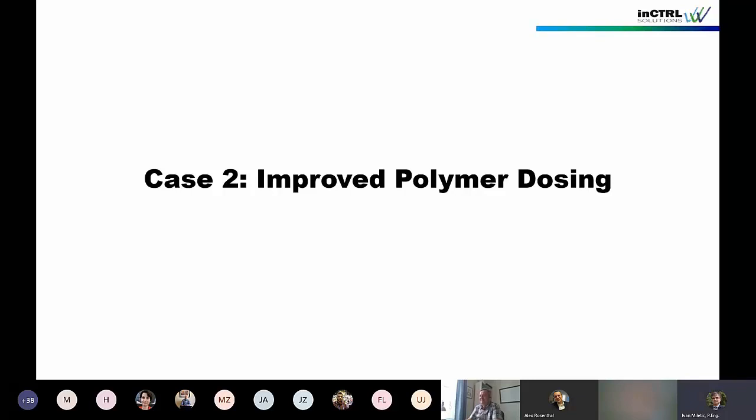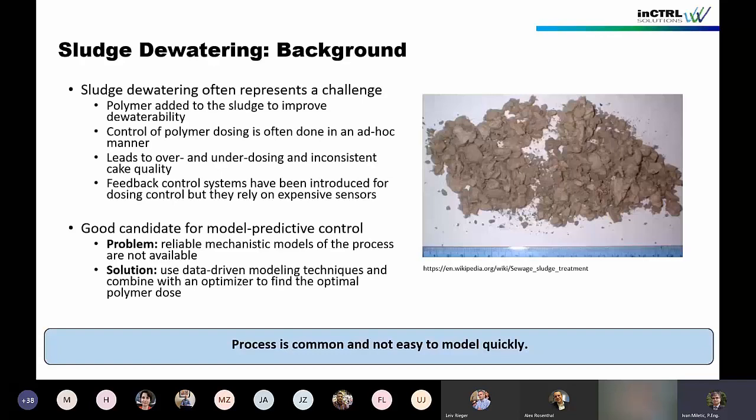Okay, so we're looking now at a discussion on that second case that we want to show you regarding the application of multivariate statistical methods for process improvement, and Oliver is going to provide a short introduction to that. So Oliver. Okay, thanks, Ivan. This is Oliver Schra. I'm the Chief Technical Officer here at In Control Solutions, and I'm just going to give you a bit of background on this work before Ivan gets into the technical details on how we did it.